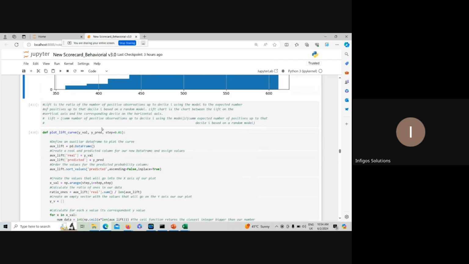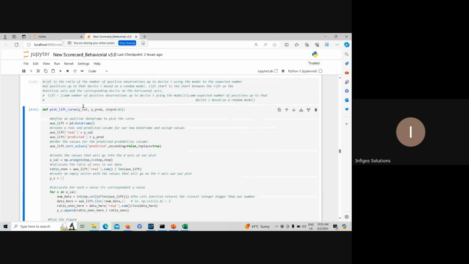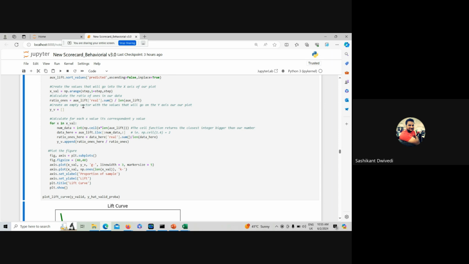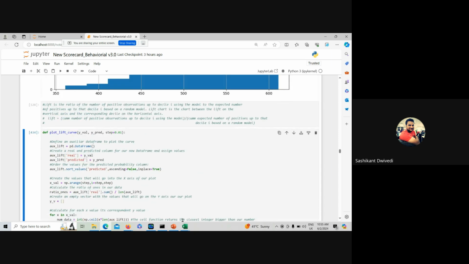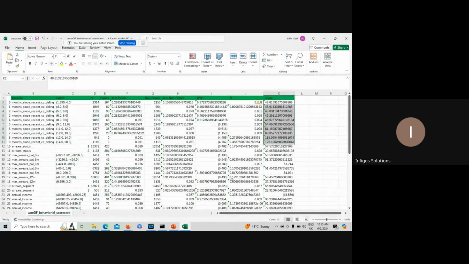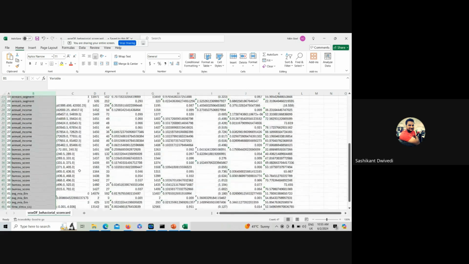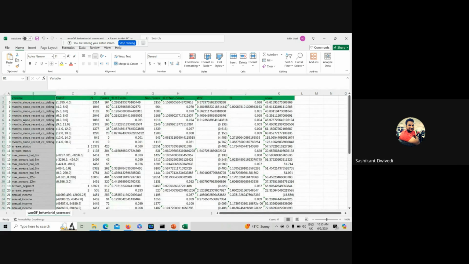Okay, let's plot the lift curve. Nitin, if you don't mind, can you go to that Excel sheet again, please? Yeah, sure. Just out of curiosity, go to the first column. The variable is months since last delinquency, right? The very first variable on top.